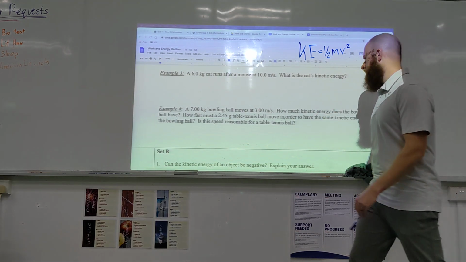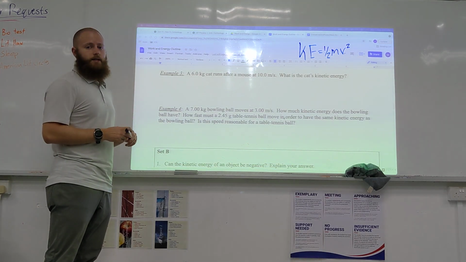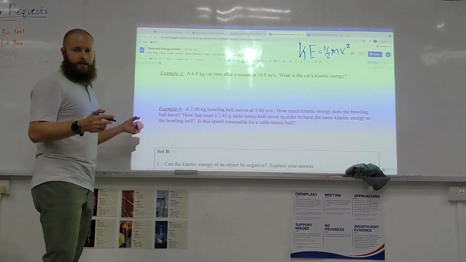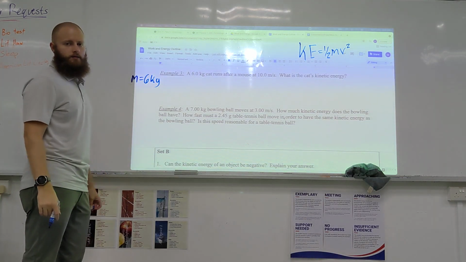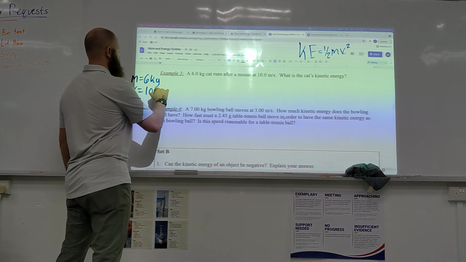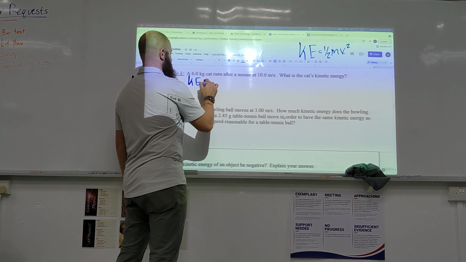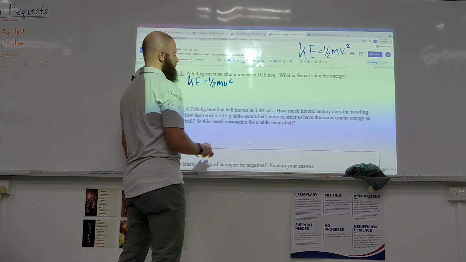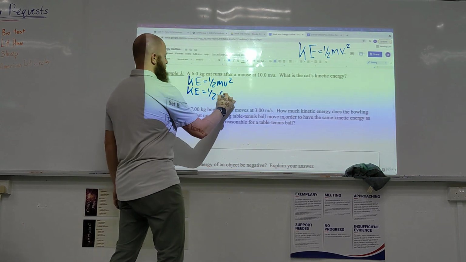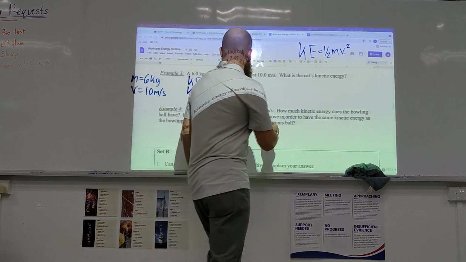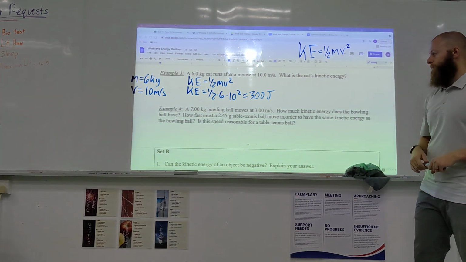So let's look at this first question. We have a 6 kg cat that runs after a mouse at 10 meters per second. What is the cat's kinetic energy? So what is the mass? Yes, m equals 6 kg. What's the velocity? Correct, v equals 10 meters per second. So let's go ahead and write our formula. Remember, it is important to write out KE equals 1/2 mv squared. Okay, so I get KE equals 1/2 times 6 times 10 squared. So that just equals 300 joules. Okay, not too bad, right?